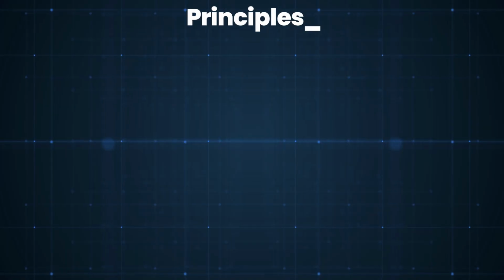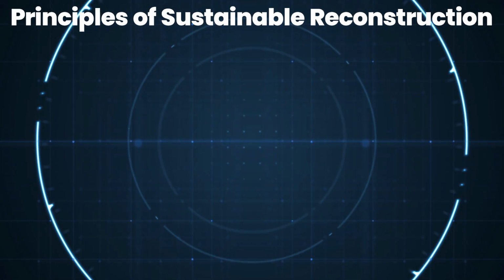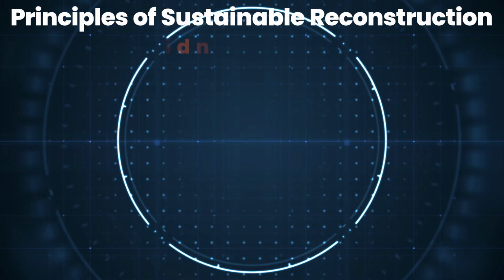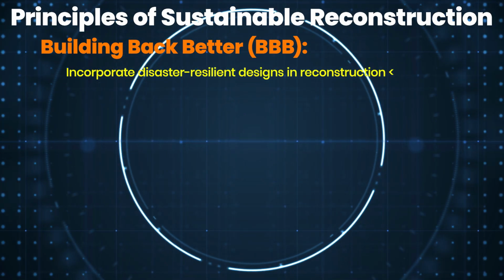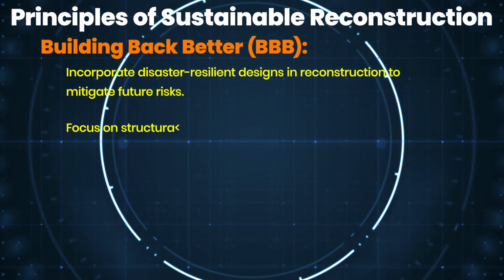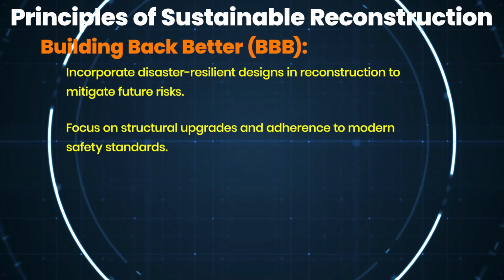The next point is principles of sustainable reconstruction. And under this, the most important and famous point is 3B, building back better. It incorporates disaster resilient designs in reconstruction to mitigate future risks, focusing on structural upgrades and adherence to modern safety standards. How is community participation ensured?